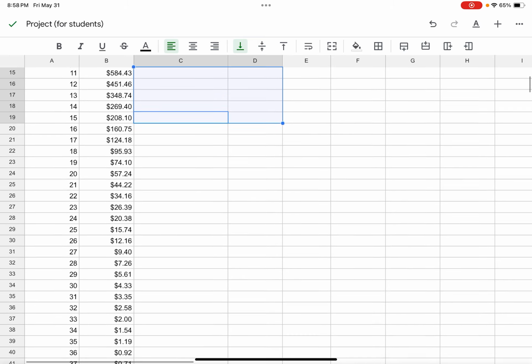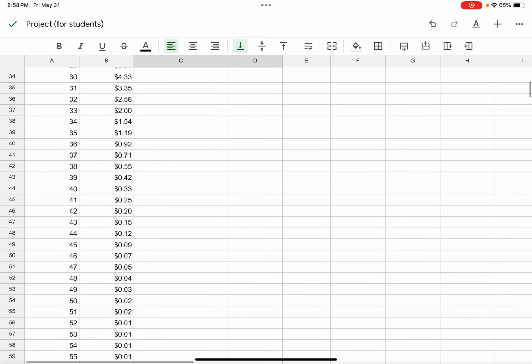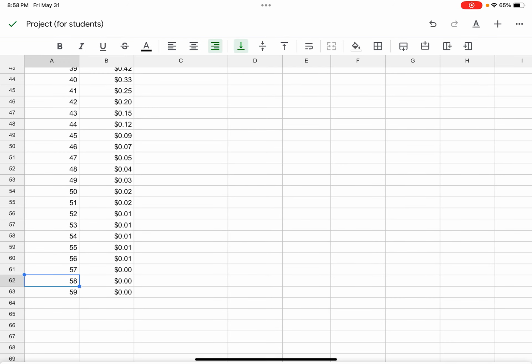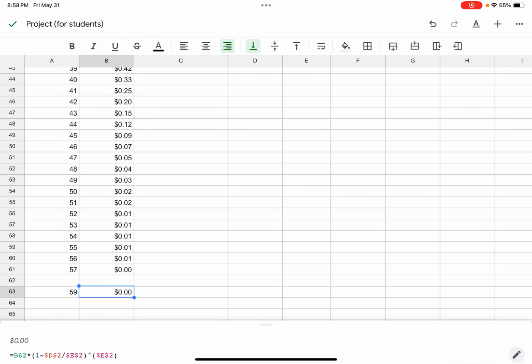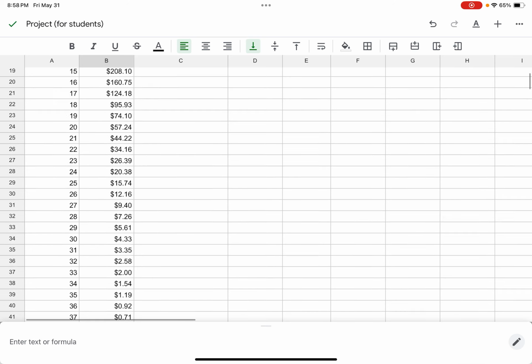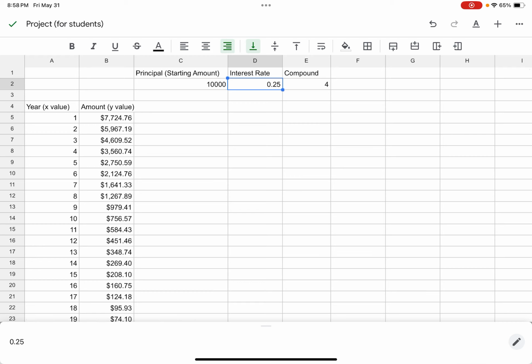So that was all the way down, and I'm at $0. I'm actually at $0 after 57 years. It rounds, so I'm just going to delete these. Now, this is not totally accurate. When you do this for your project, your interest rate is not going to be 25%.